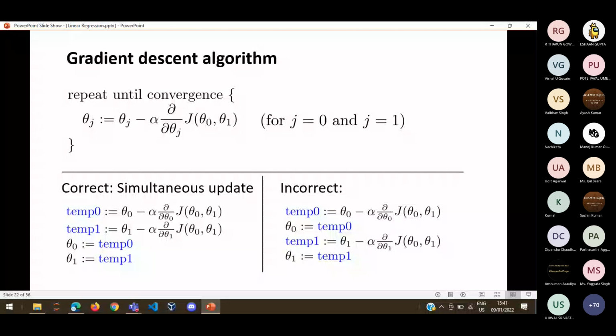You have to update both the parameters with respect to the previous values, and then you assign them. That is the thing you need to do. Okay, Bhaiya. Thank you.